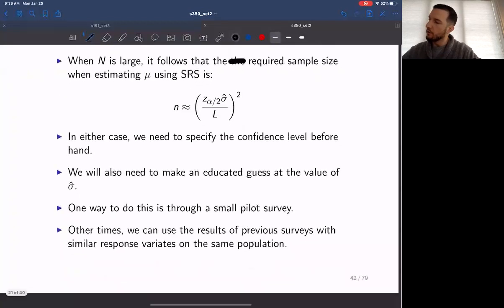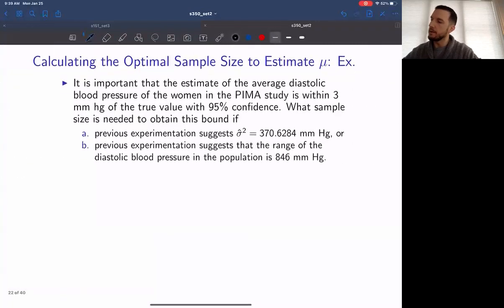So for example, let's suppose that we wanted to estimate average diastolic blood pressure of the women in the PIMA study within 3 millimeters of mercury of the true value with 95% confidence. So what we're saying here is we want to place a bound of 3 on our estimate for mu. What are the sample sizes if, for example, a previous experiment suggested that the variance would be 370.6284, or if previous experiments suggested that the range might be 846?